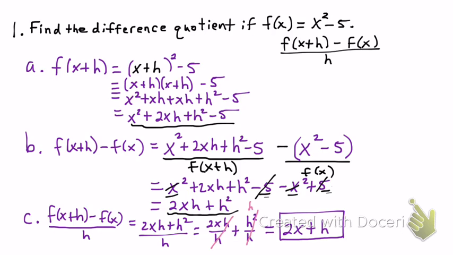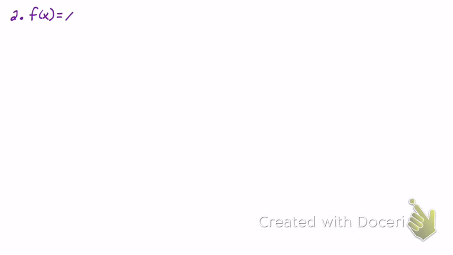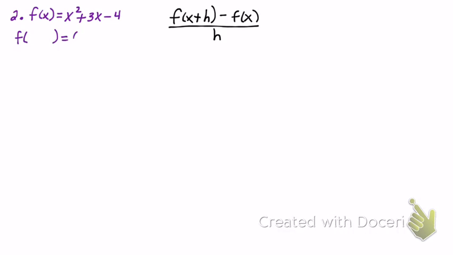Let's look at another example. This time our function is f of x equals x squared plus 3x minus 4. Again, I'm going to write the difference quotient down, because that's what we're finding. We'll start by finding f of x plus h. In this function, I'm just replacing my x's with parentheses, and I'm going to plug in my input, which is x plus h. Basically, we're replacing every x with x plus h.